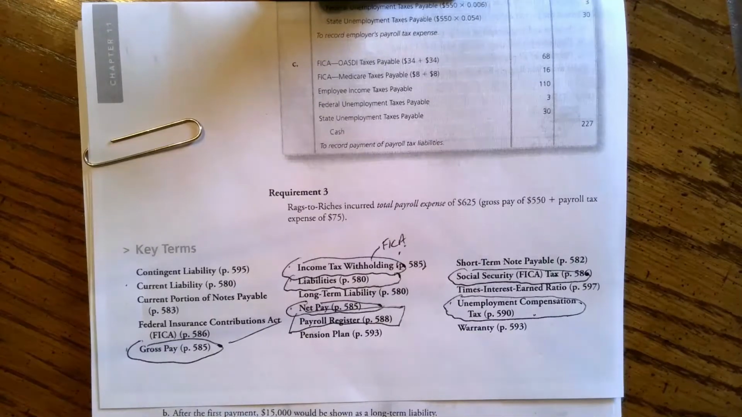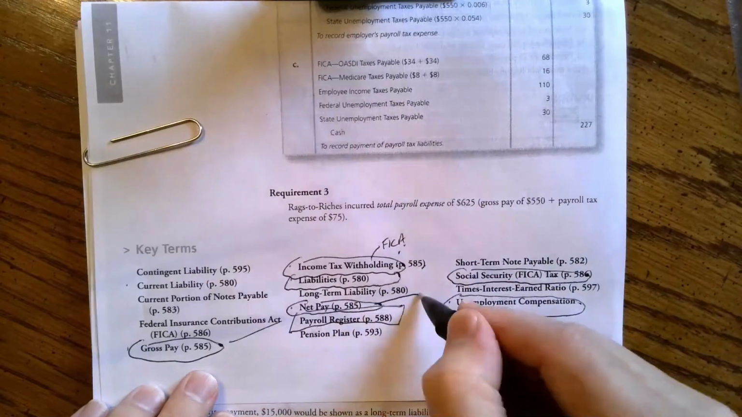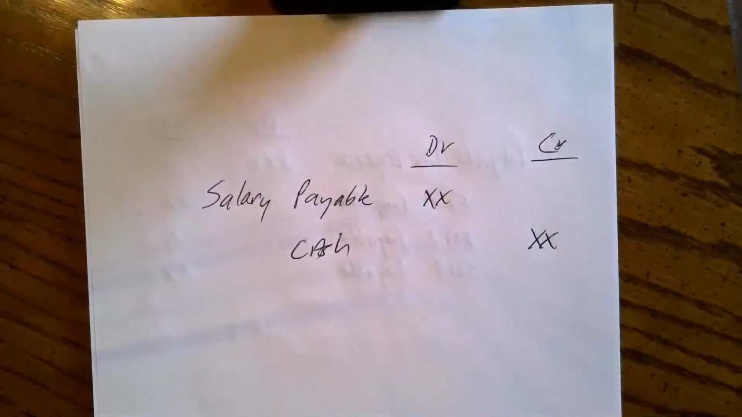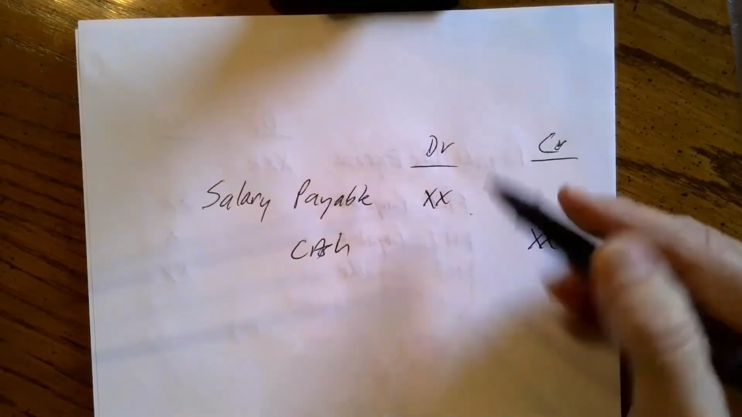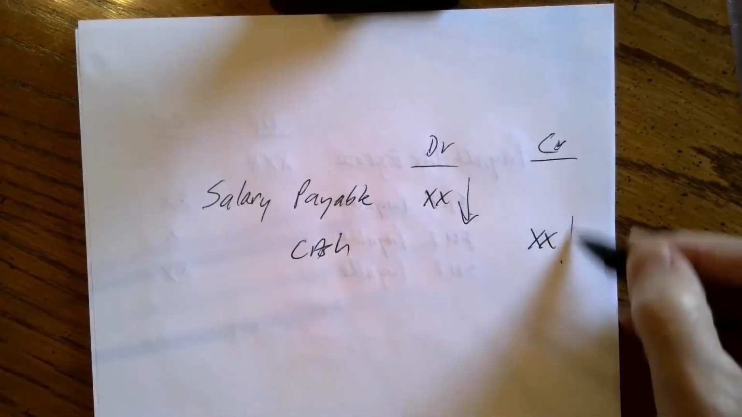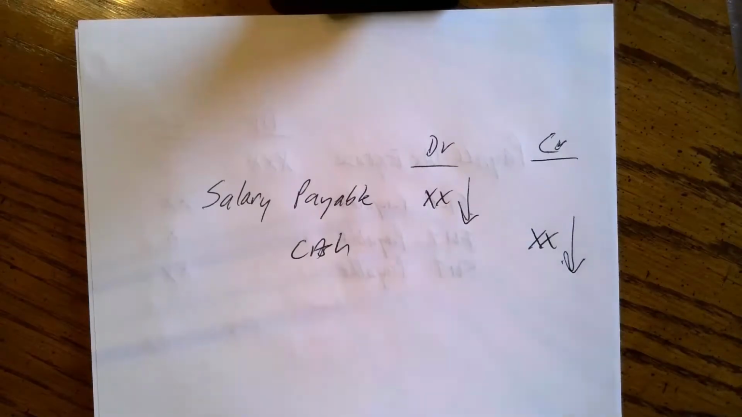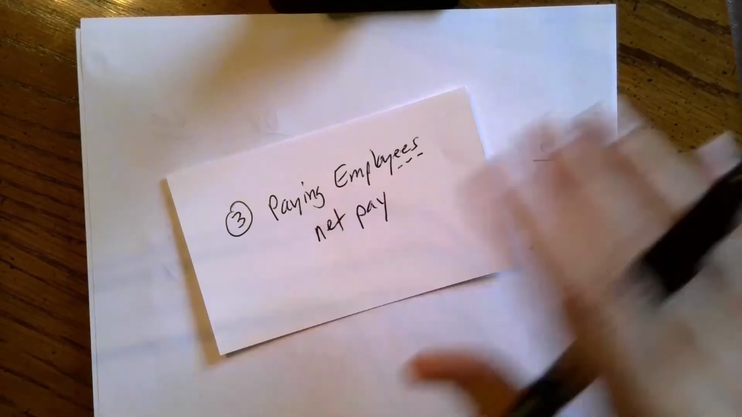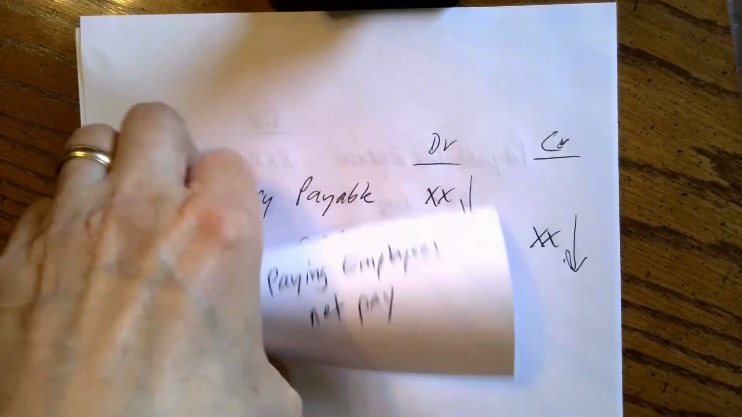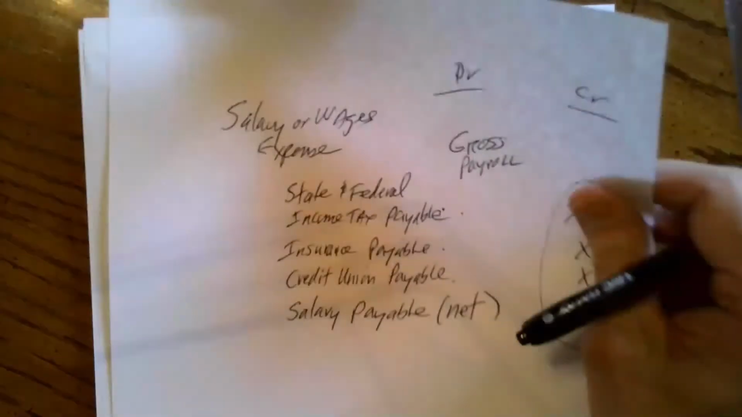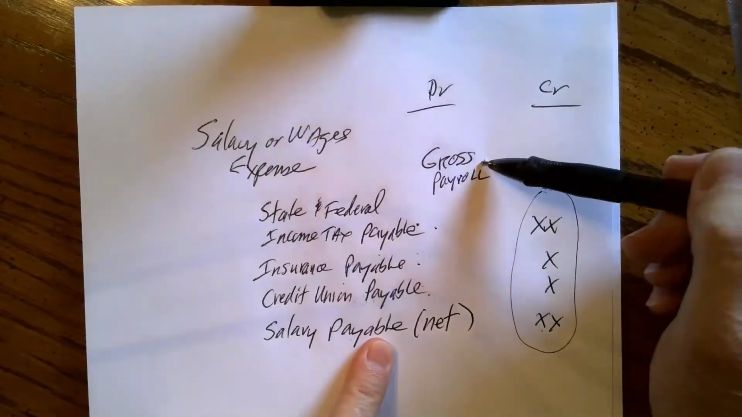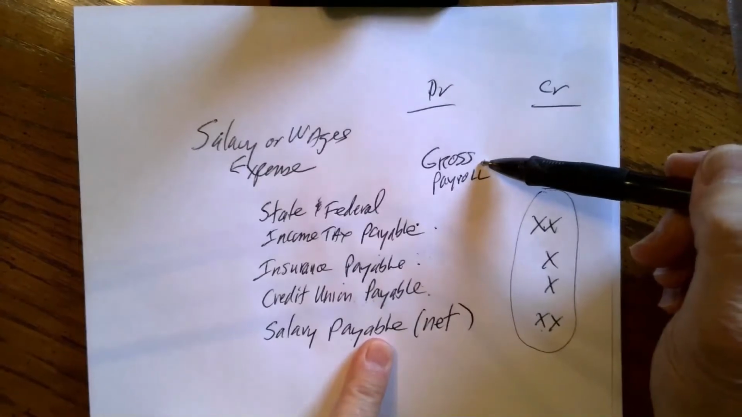And the final entry you should be familiar with is actually payment of the net pay to employees. Simple entry. Debit salaries payable, reducing it. Credit cash, reducing it. Issuing checks. Third journal entry, paying employees the net pay. The net pay that came from the original entry, number 1, established when recording the gross salary or wages expense for the employer.